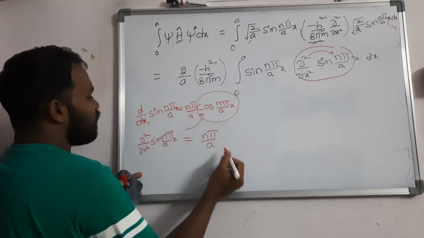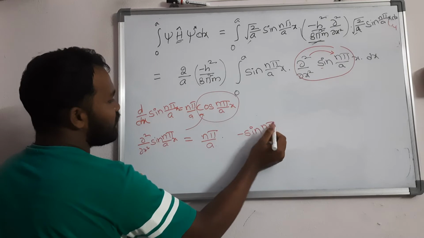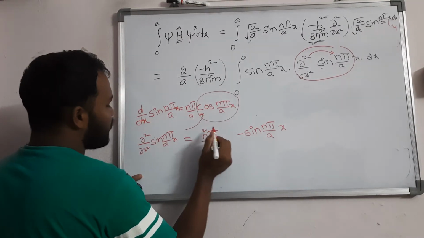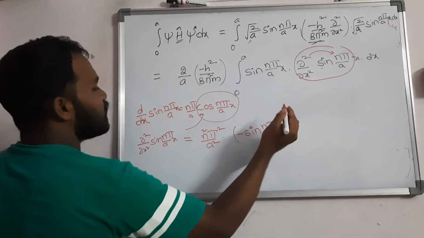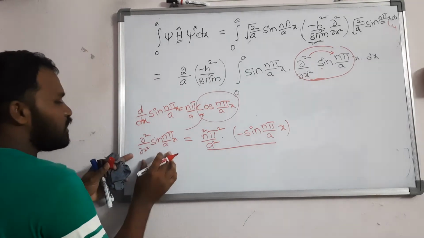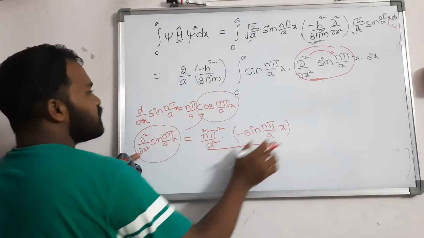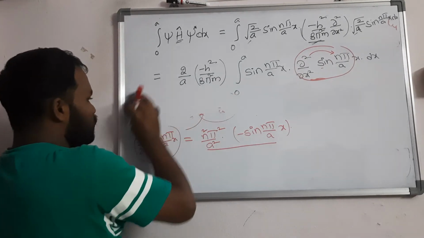Cos d by dx is what? Again minus sine n pi by a into x into n pi by a. So that means what you will get? N square pi square by a square. So what is the value of this? Directly you should substitute. In place of this, just substitute d square, that is dou square by dou x square, sine n pi by a into x. Just substitute this value.